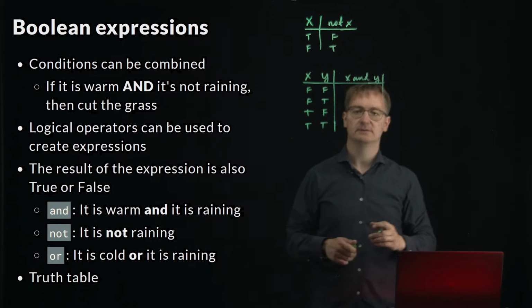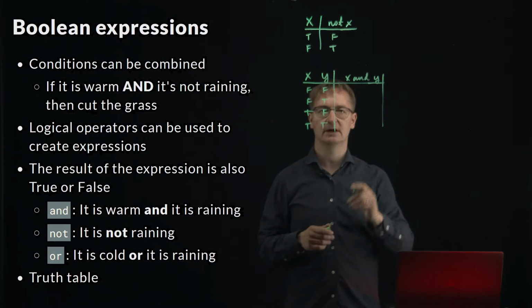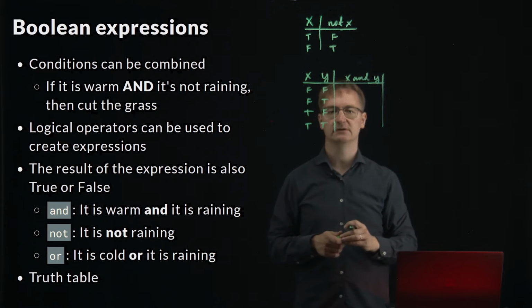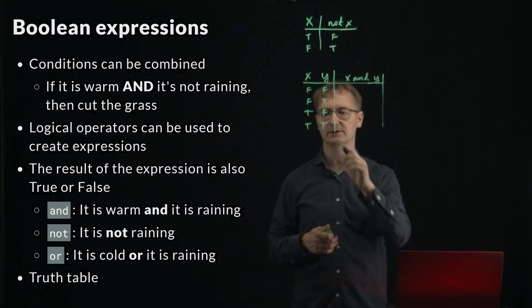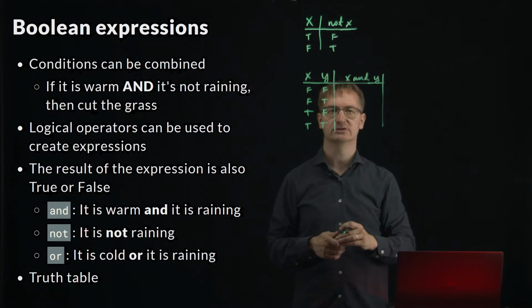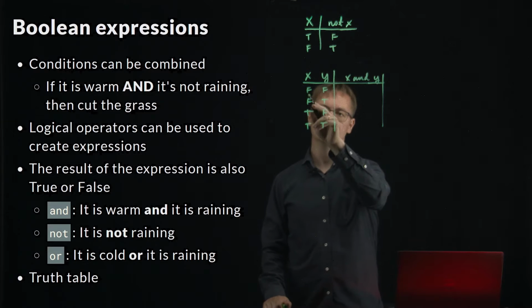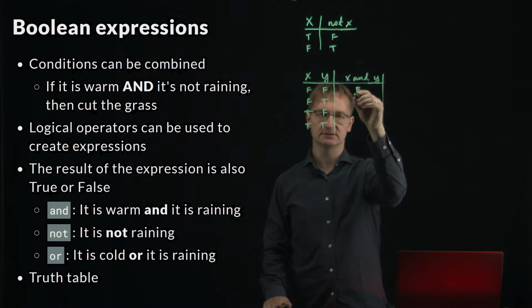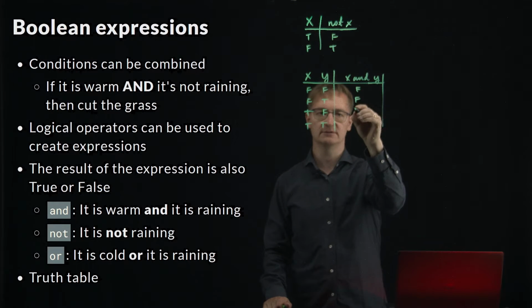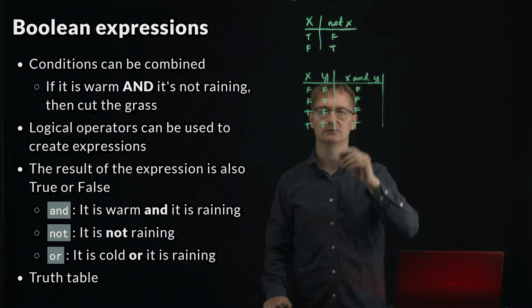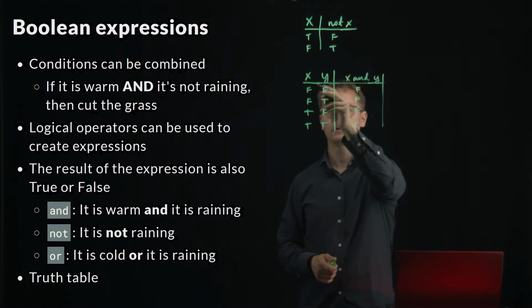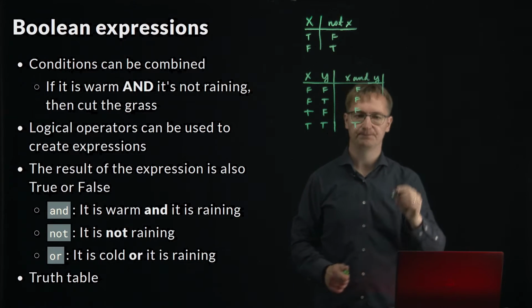With the and expression, the result is true only if both values are true. So if both are false, then the result is false. If either one is false, then it's false, and it's only true if both x and y are true.